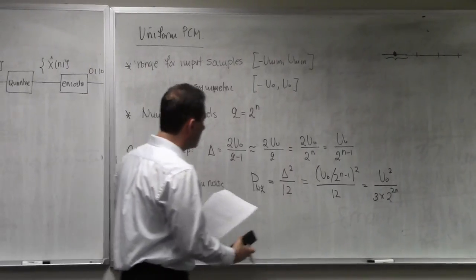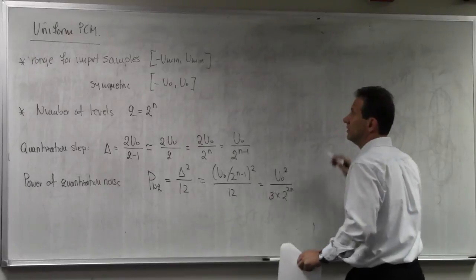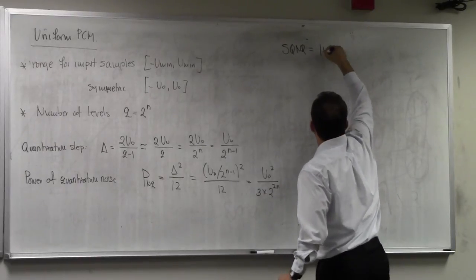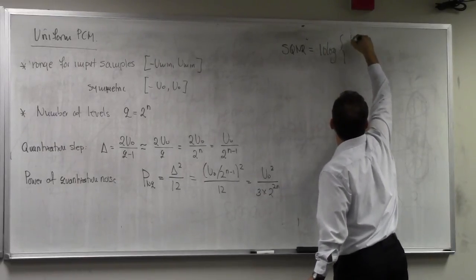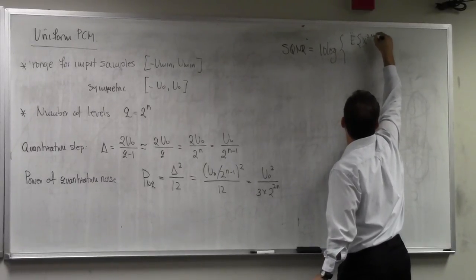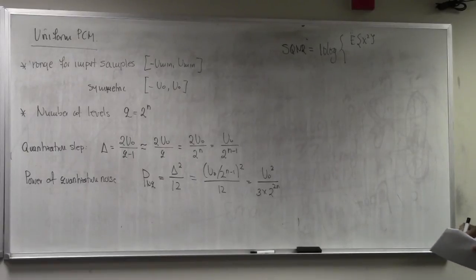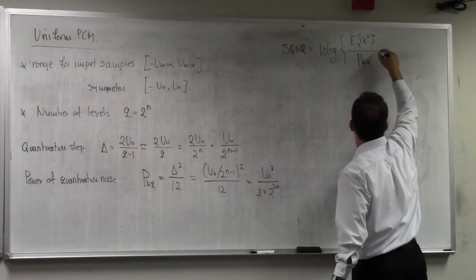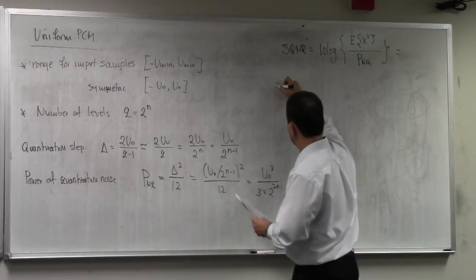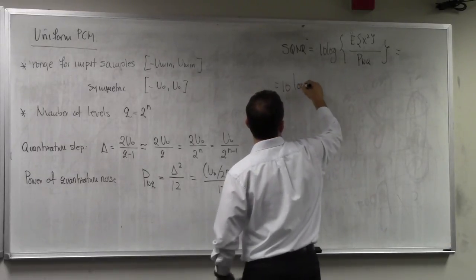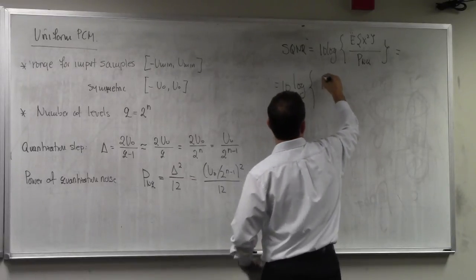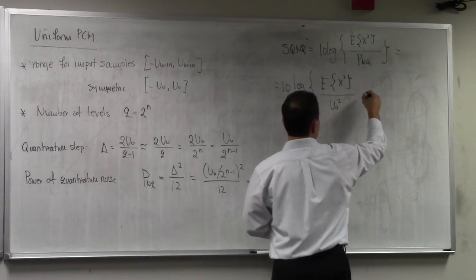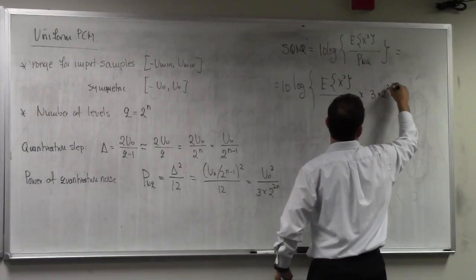Let's take a look at signal to quantization noise ratio in the case of the uniform encoders. And so SQNR, in this case, is going to be 10 log of the expected value of your signal squared, which is the second moment of your signal, divided by the power of the quantization noise. Let's do a little bit of substitution here. So this is 10 log of the expected value of x squared over u0 squared, times 3 times 2 to the 2n.